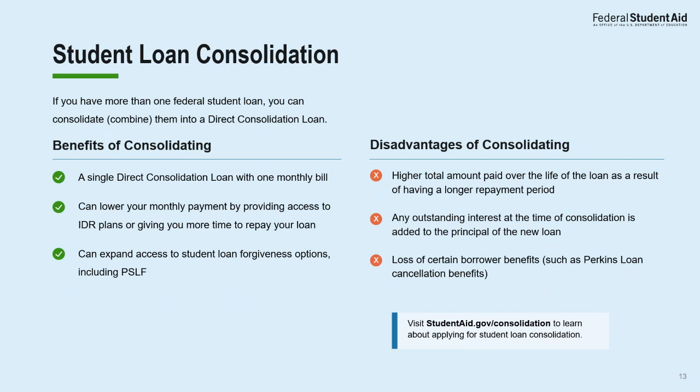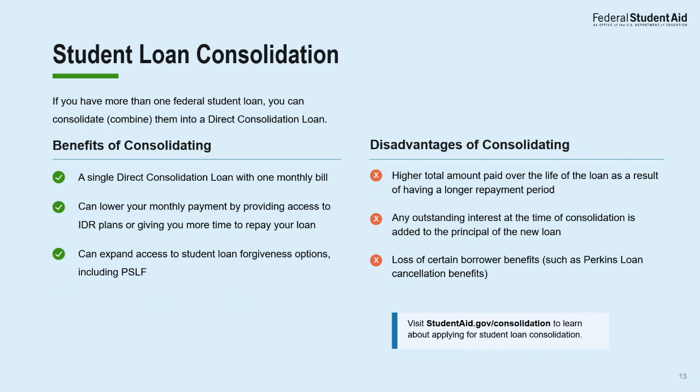If you have a higher total amount paid over the life of your loan, because you're taking longer to pay for your loan, then that means the interest is also accruing, which means that you most likely will pay more over the period of your loan. You also should be aware that any outstanding or unpaid interest will be added to the principal of the new loan that you're creating.